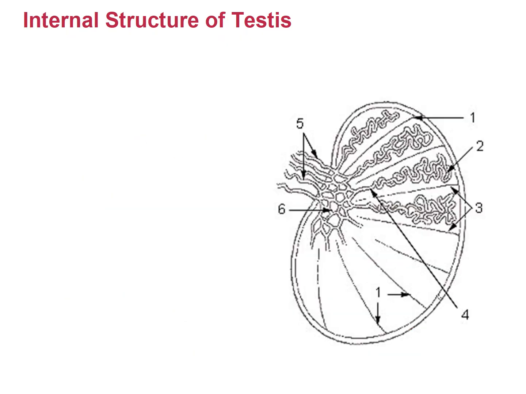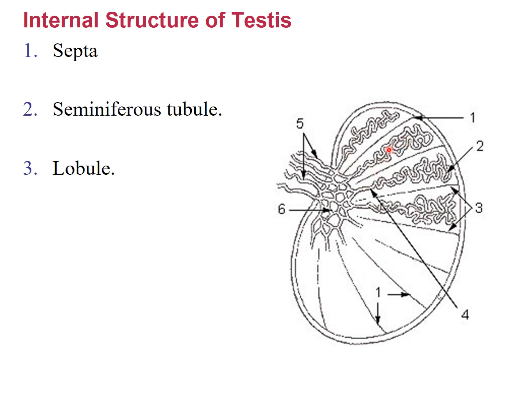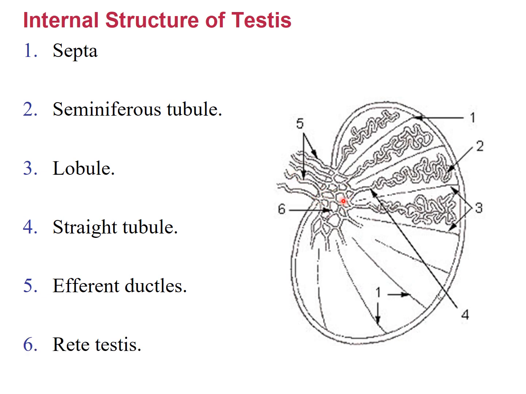Let us see the internal structure of the testis. It consists of septum or septa and seminiferous tubules. Between two septa you have a lobule. Two to four seminiferous tubules join to form a straight tubule. We can locate the straight tubule here, and you can locate the efferent ductules here, which are arising from the rete testis. This rete testis is formed by the different straight tubules.